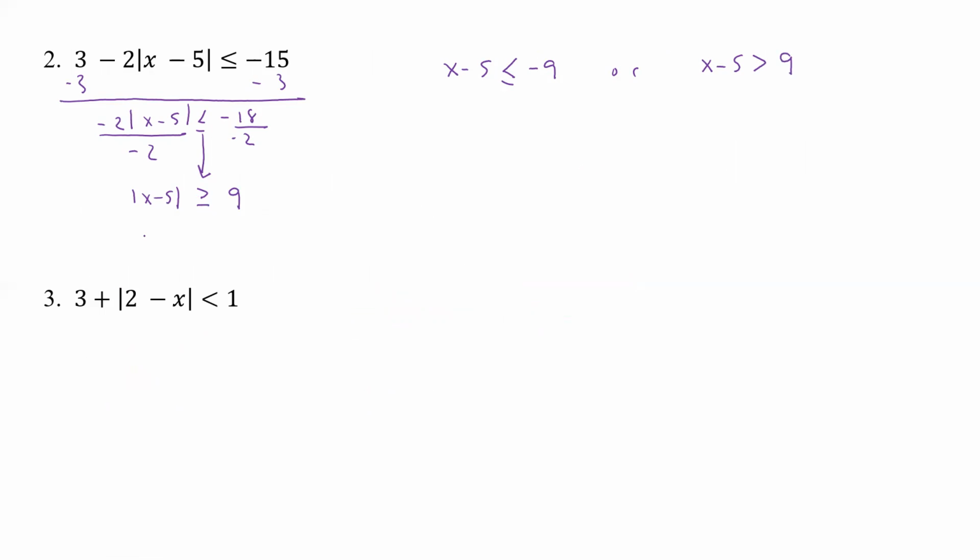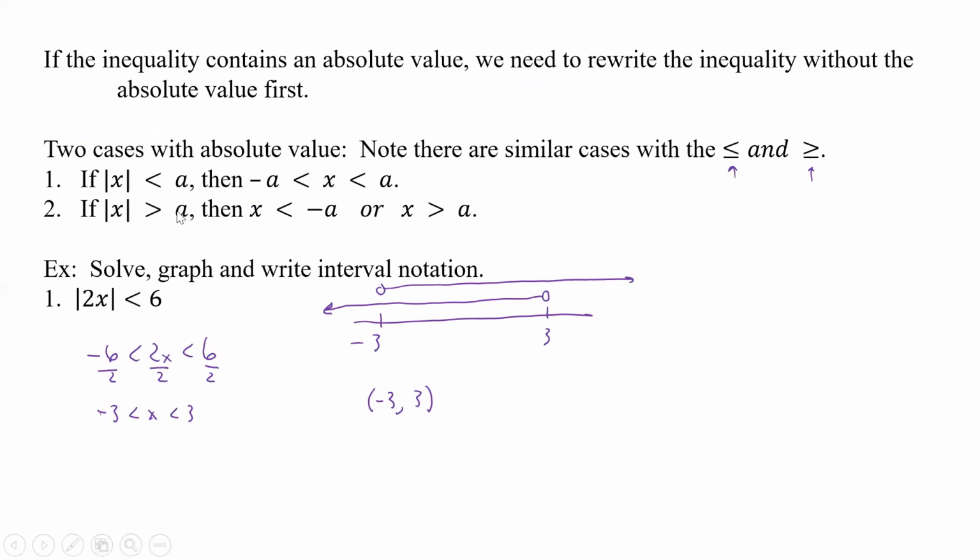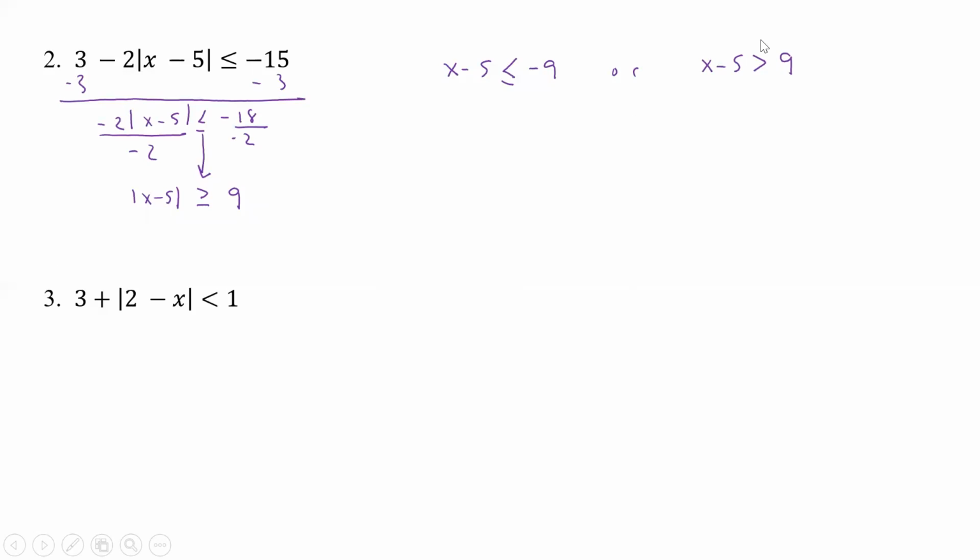Okay, so again, we can just think about this as the absolute value of x minus 5 is greater than or equal to 9. So then x minus 5 is going to be less than or equal to negative 9, or x minus 5 is going to be greater than or equal to a positive 9. Oops, we forgot the greater than or equal to. Okay, so now what do we do?